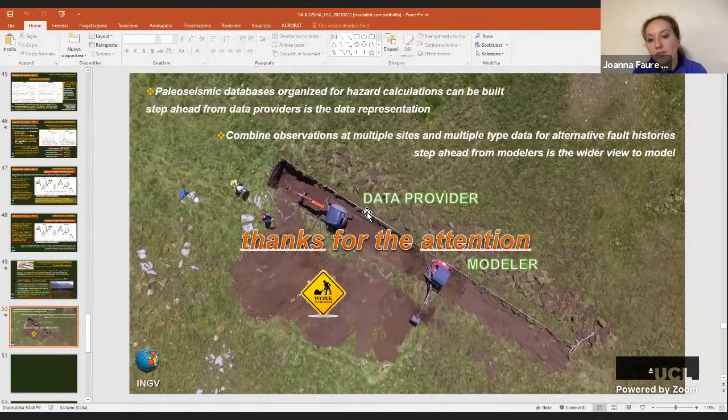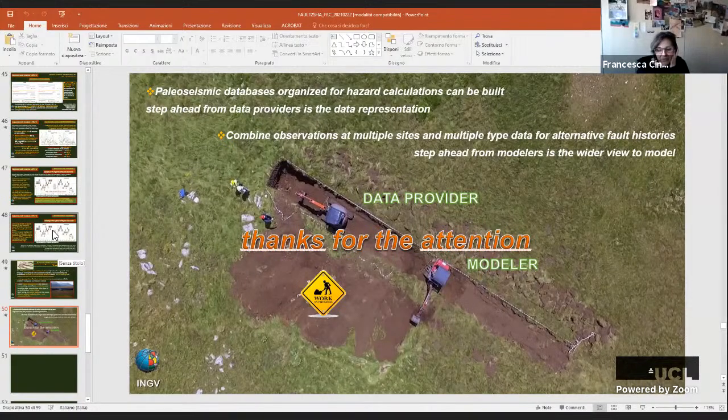I have a quick question for you. You used a lot of examples from the central Italian Apennines, and things can vary depending on the exact setting, but what's your guide as to the minimum time between two different earthquakes that you could separate as two separate events in a trench?